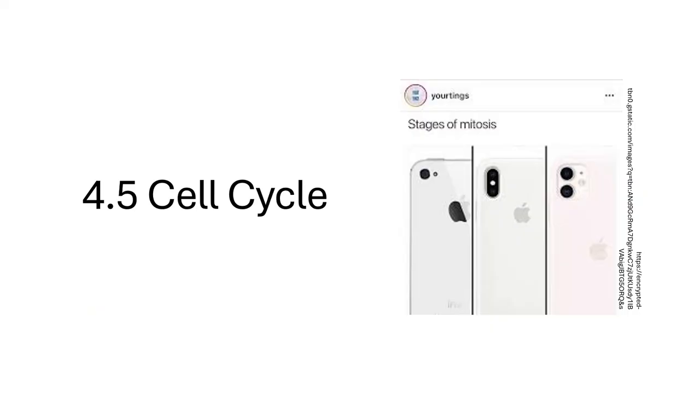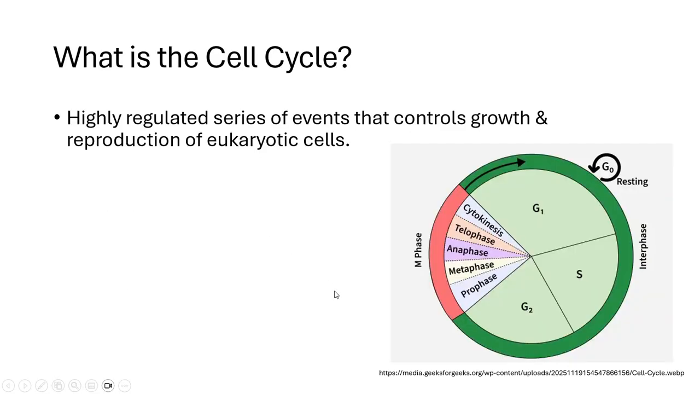So we're going to talk about the cell cycle, which is basically mitosis, as you see in this meme here. Before we get into mitosis, we need to talk about the cell cycle. What is the cell cycle? It is basically the life cycle of a cell. It's a highly ordered, highly structured series of events. It happens in eukaryotic cells, and it is very different from the life cycle of bacteria and certain other cells, but we're not going to talk about those.